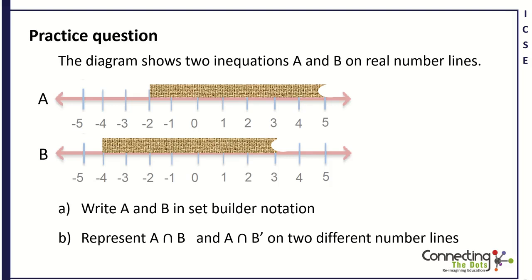So A will be, remember, x belonging to the set of real numbers, such that we notice that there is a straight edge at -2 and a concave edge at 5. So what does that tell you? It tells you that x can be equal to -2 but less than 5. 5 is not included in the list of values, but -2 is. So this becomes the representation for set A.